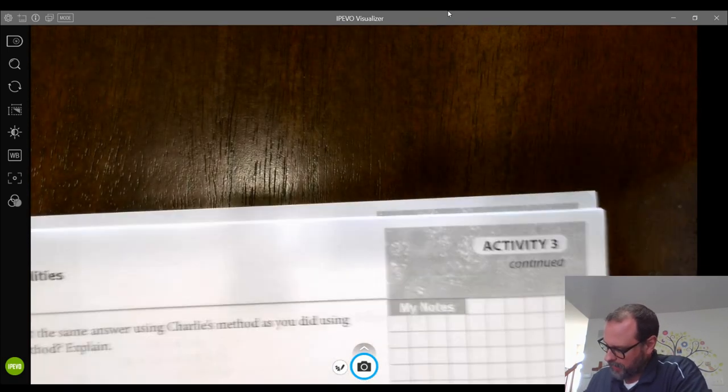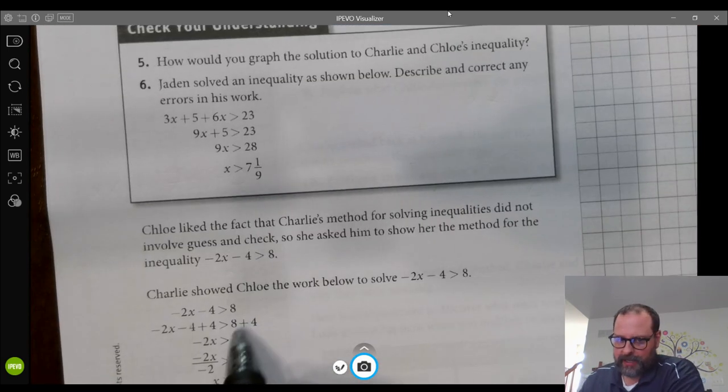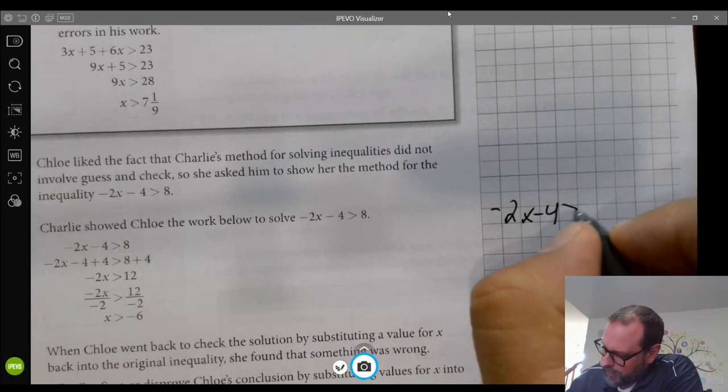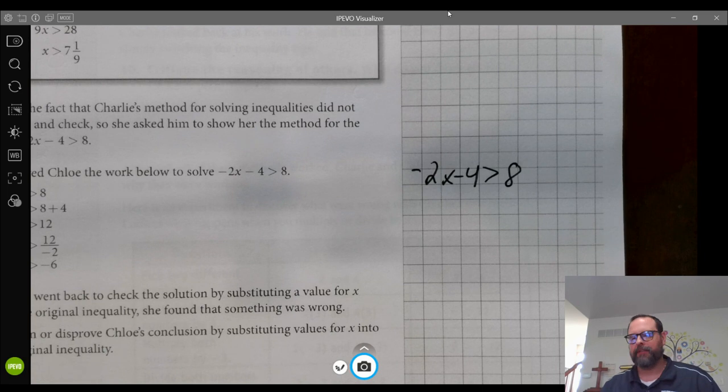All right. I'm going to skip ahead here to this work, and I'm going to show it on the side because this is the one other step we have. We have negative 2x minus 4 is greater than 8. So there's one other thing that happens. Normally it's our 5 steps.